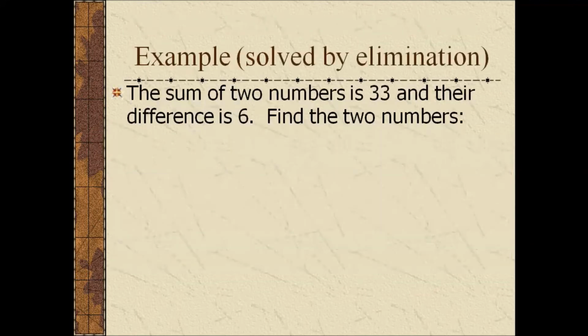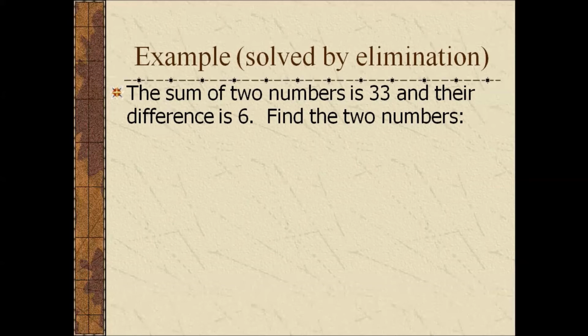Here's a simple one. The sum of 2 numbers is 33. Their difference is 6. Find the 2 numbers. By the way, with this word problem, I'm going to introduce the method of solving a system by elimination. So as I look at this problem, it's clear that we have 2 different numbers that we're trying to find. Therefore, I'll be using 2 variables. You can choose whatever 2 letters you'd like to represent the variables. I'm going to go with X and Y in this case.